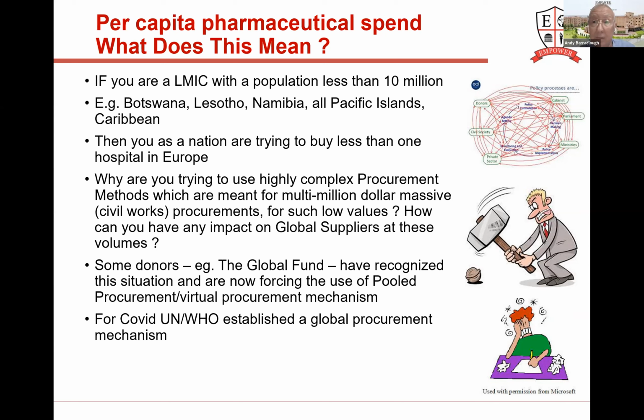Some donors have already recognized that and started to put together pooled procurement and virtual procurement mechanisms. And the COVAX UN WHO procurement mechanism is a fine example of having to pool procurement. As a country, you're just not buying enough because you don't have the population and you have a low income level. We need economic reality to understand that on the global market, you are a minute player. So we need systems that work for minute players. And there are good systems, and the WHO good procurement practice has them built in.